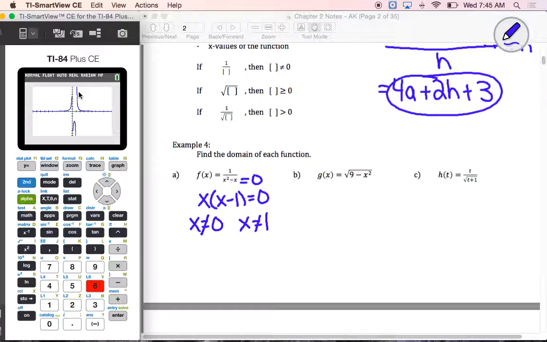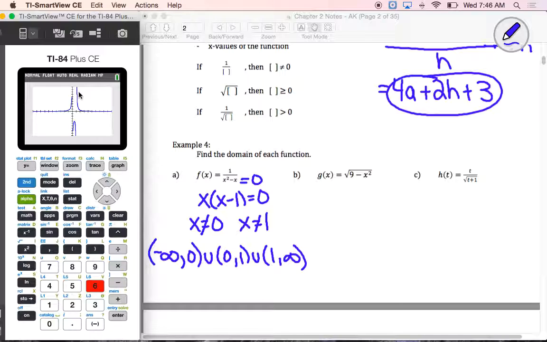Now we have to write this for WebAssign. WebAssign is going to want an interval notation. So if I write this in interval notation, we have to say everything x can be. So we want negative infinity up to 0, 0 to 1, and then 1 to infinity. We write those with parentheses because we can't include them. Bracket would be we can include the numbers. However, I can't put 0 and 1 in my function, or that's going to tell me it doesn't exist.